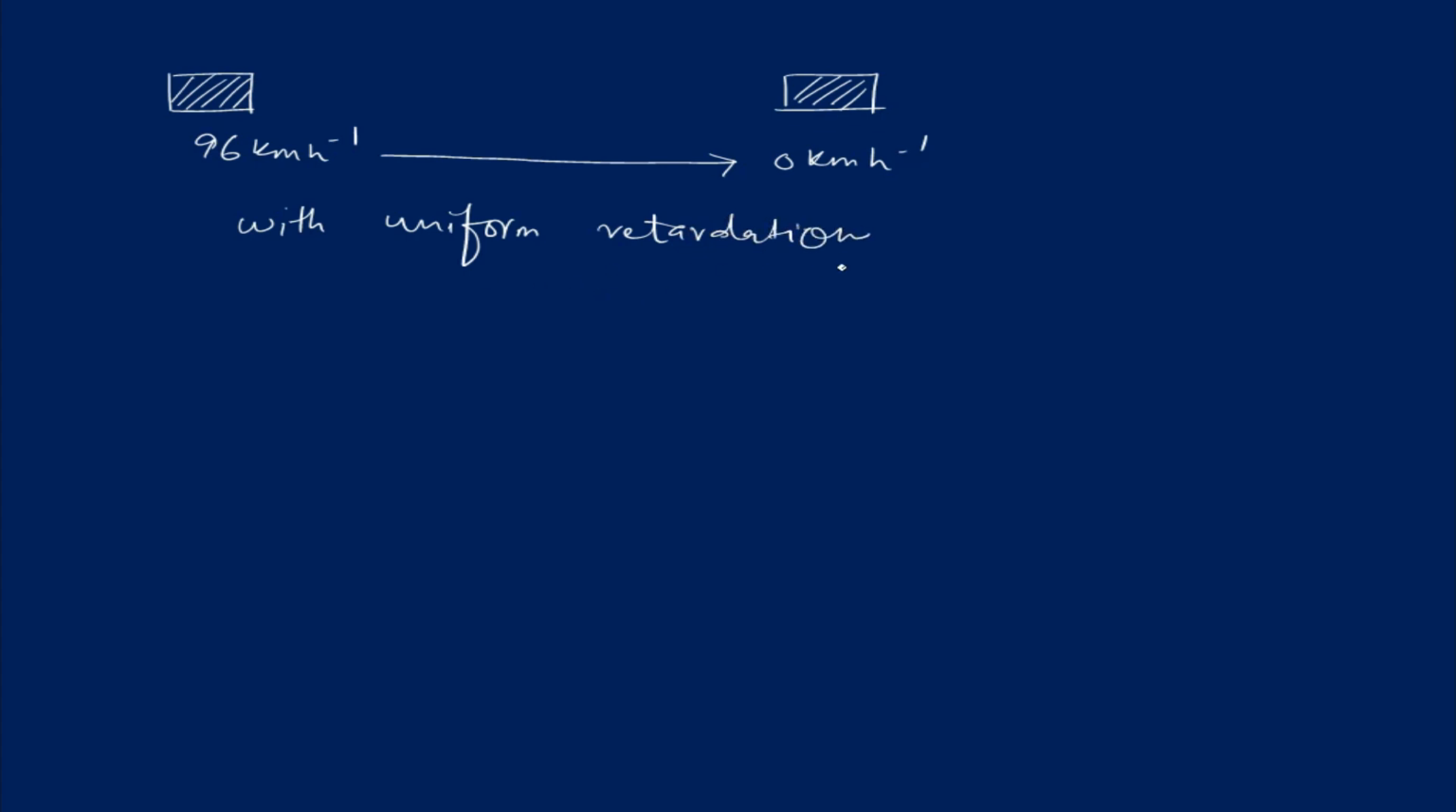The value of the retardation is calculated in numerical 2.9. A is equal to negative 0.3335 meters per second square. We will use this value in numerical 2.10 to calculate the time taken by the train to stop after application of brakes.